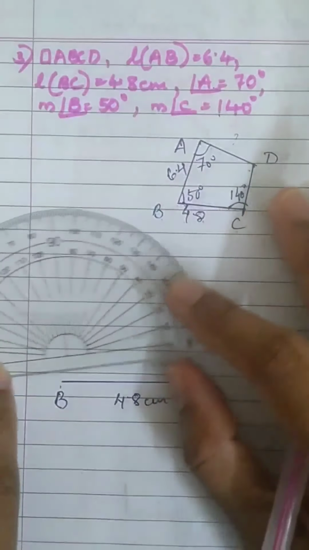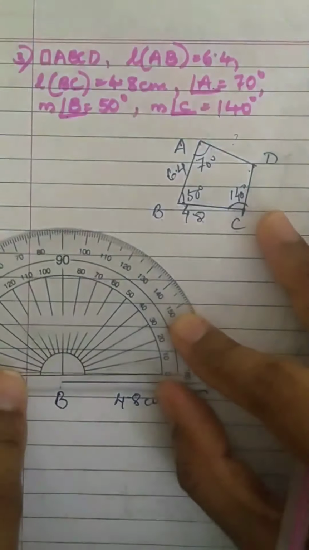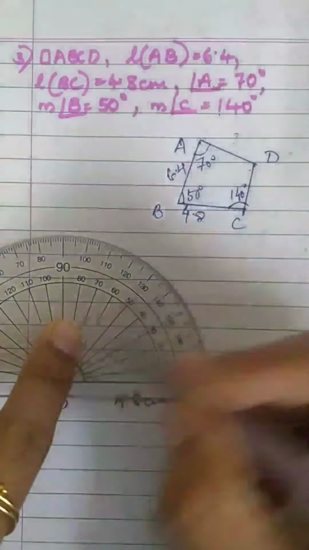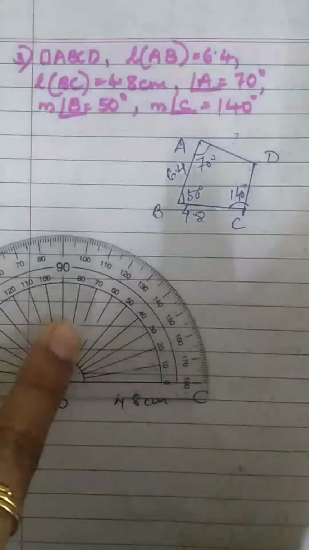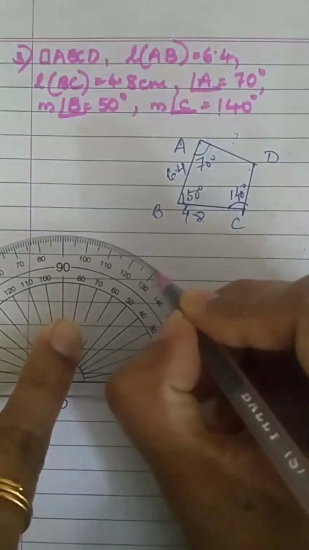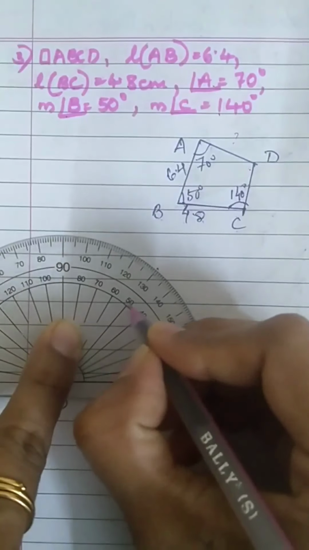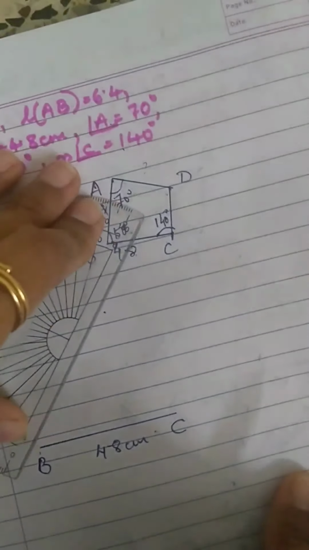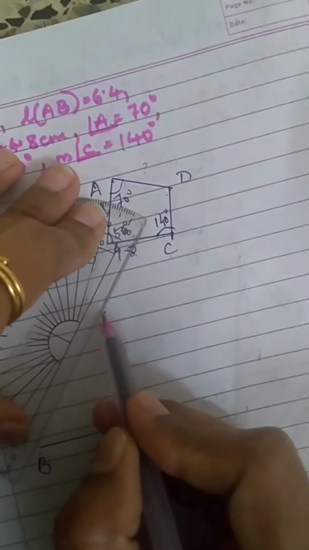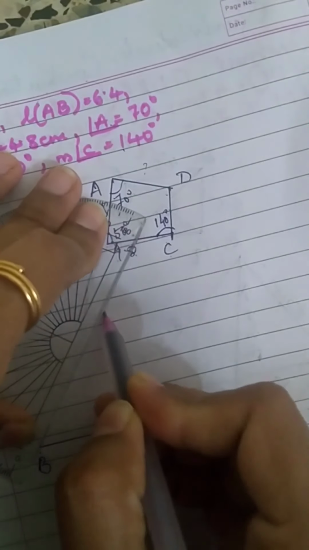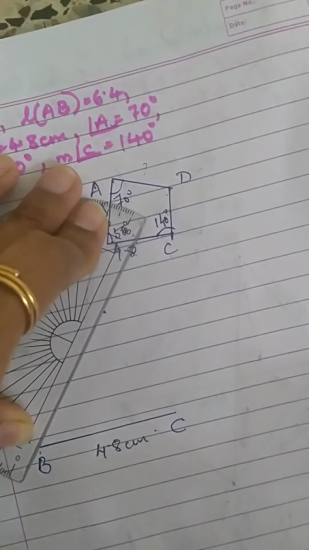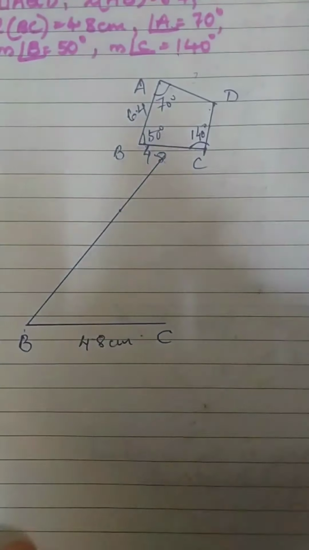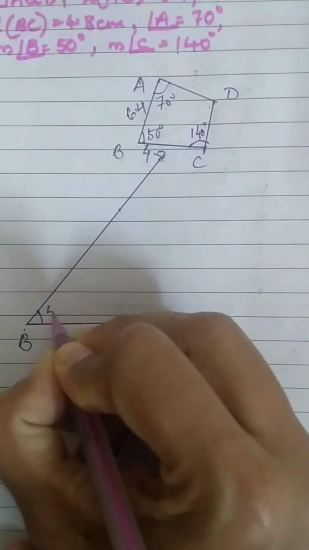Angle B is 50 degrees. So keep the protractor correctly on that vertex B. Yes. Kept correctly. Mark 50 degree. 50 degree means acute angle. 10, 20, 30, 40, 50 is here. Now, join B and make it a little longer. Yes. So here we got angle 50 degree.